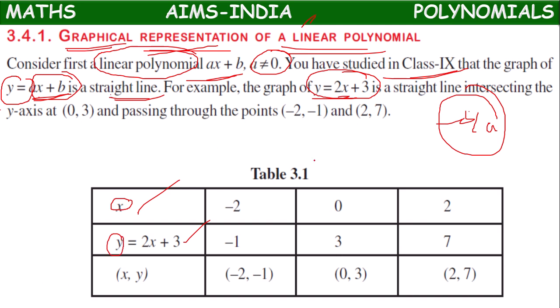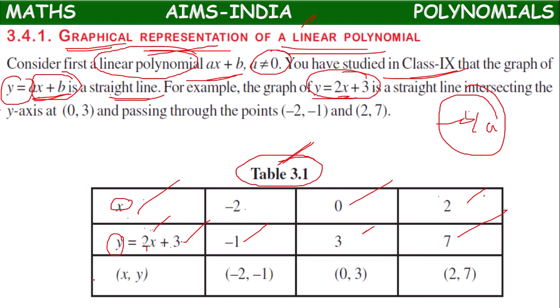Before drawing the graph, we have to construct a table. On the table, we take x values, and the y value is equal to the given expression 2x plus 3. If x equal to minus 2, then what is y? 2 into minus 2 plus 3, how much? Minus 1. If x is 0, 2 into 0 plus 3 is 3. If x equal to 2, 2 into 2 plus 3 is 7.